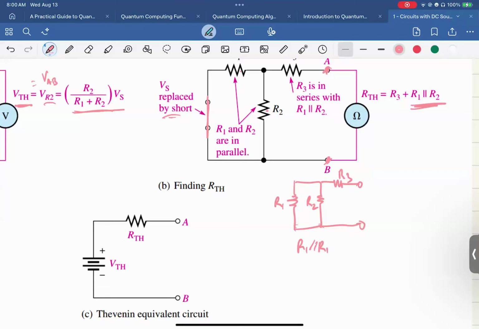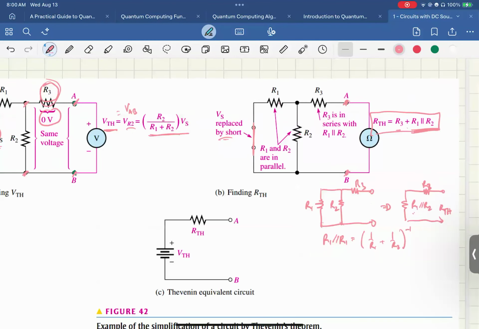So the equivalent of this is R1 parallel to R2. That's just 1 over R1 plus 1 over R2, inverse. I already explained that in the last meeting. Then you'll have this equivalent resistance, the parallel of R1 and R2, in series with R3. So you add R3 plus the parallel equivalent of R1 and R2, and that's your Thevenin resistance.